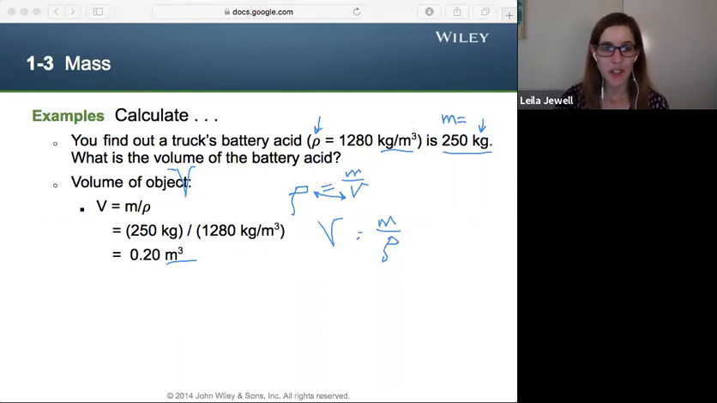So that pulls us through an introduction to length, time, and mass, and how we go about measuring them.